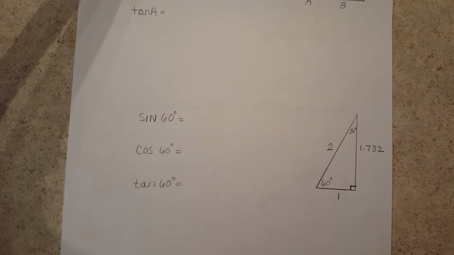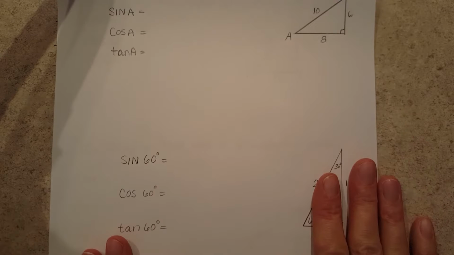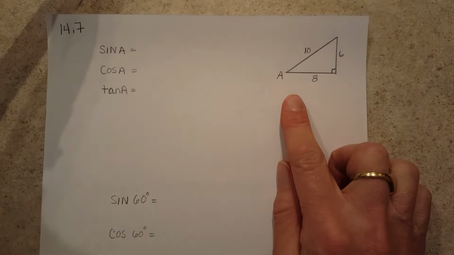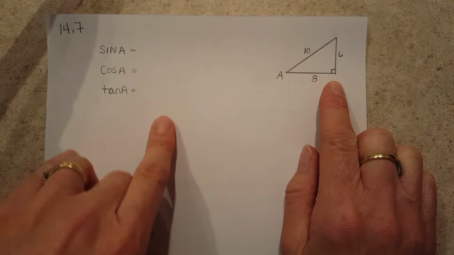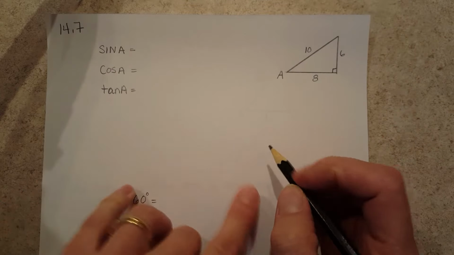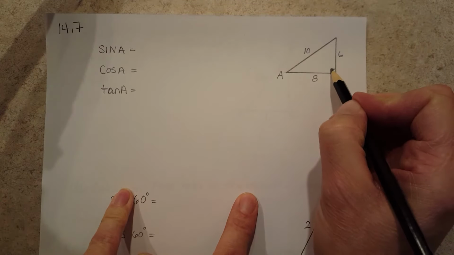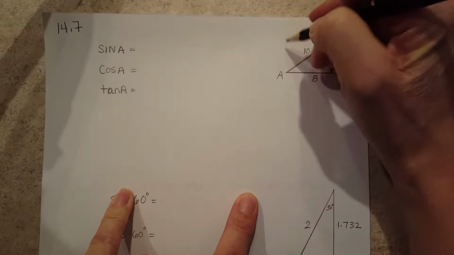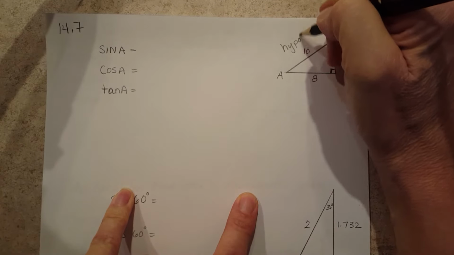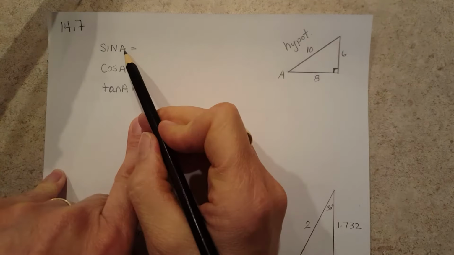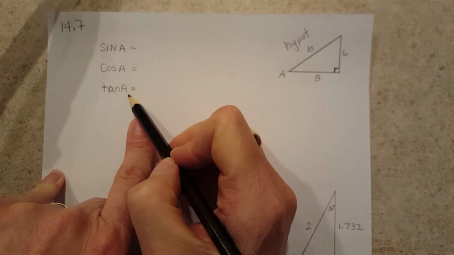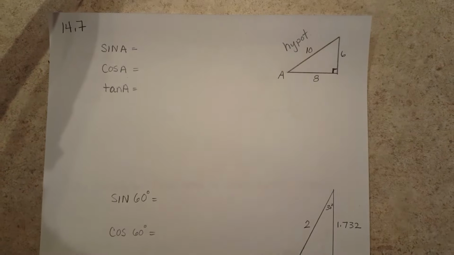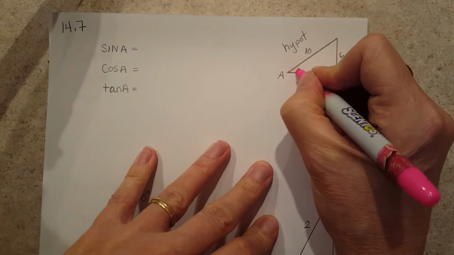So let's apply this a little bit. Let's look at this one. We have a right triangle. Let's label it. If this is the right angle, we know that this is our hypotenuse. This wants the sine of A, cosine of A, and tangent of A. So let's make sure we focus on this angle.